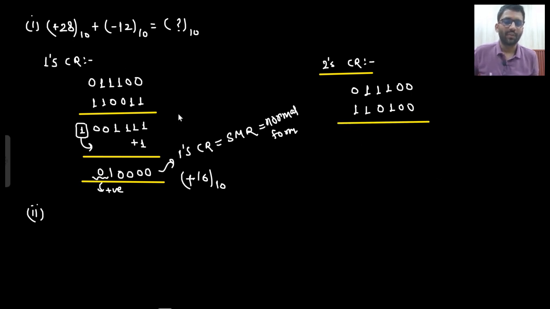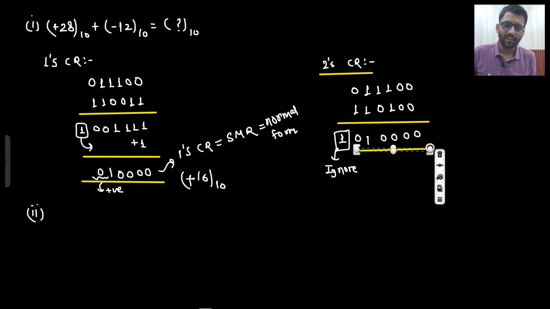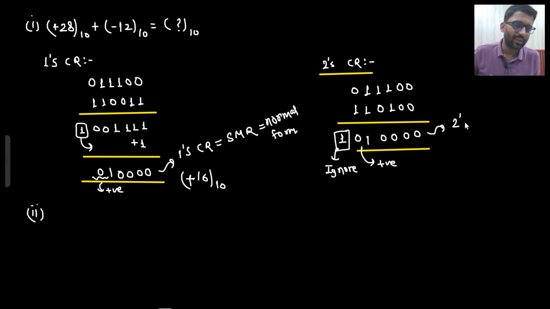The answer is positive, so what do you think? Carry should be generated. But if carry is generated, what do I need to do? I need to ignore this carry. So after ignoring this carry, this is the final answer we are having, and here you can see the sign bit shows that it is positive. Although the answer is in 2's complement representation, since it is positive, it is equal to the sign magnitude representation, or the normal form.